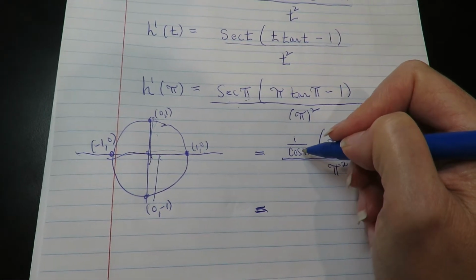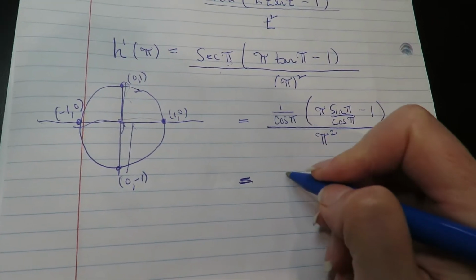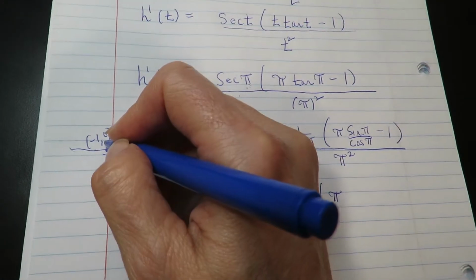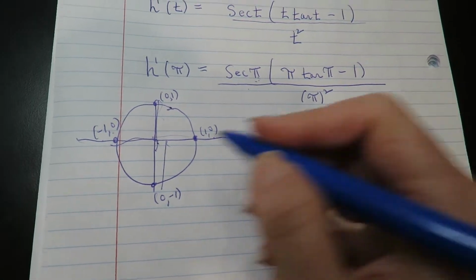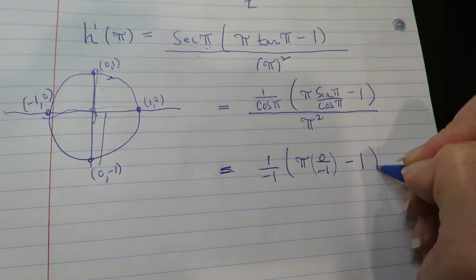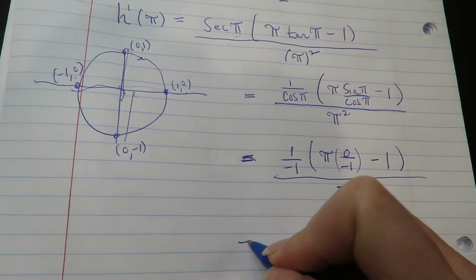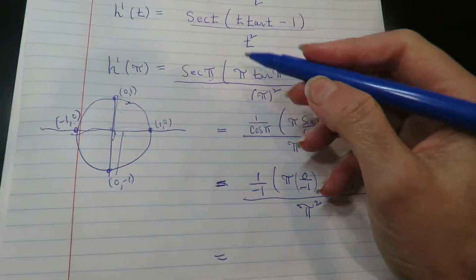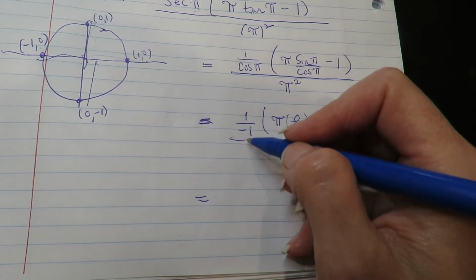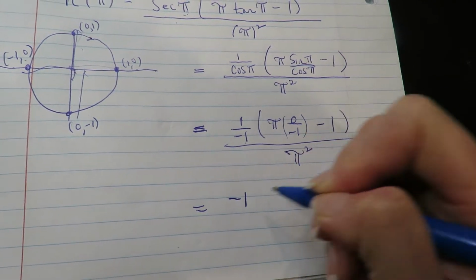All right, so secant, the reciprocal identity is 1 over the cosine. Cosine of pi, as you can see, is -1. Sine of pi is 0, over cosine of pi, which is -1, all over pi squared. This looks a little weird just because I've been using the reciprocal and quotient identities. This is the quotient identity for tan. Now 1 over -1 is -1, and it's going to start to look real normal now.